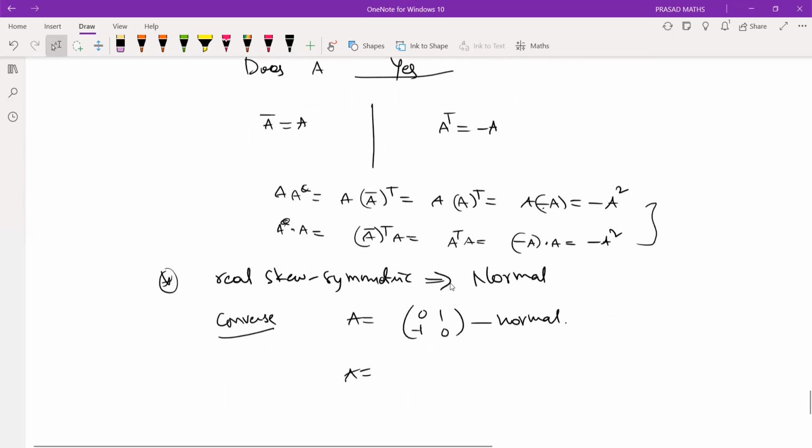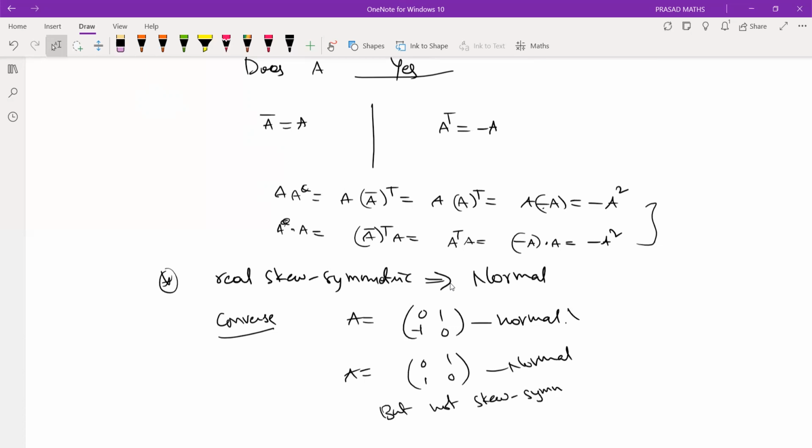Suppose you take 0 1 1 0. It is normal, okay, but not skew symmetric. Why does this example work? Because it is not a skew symmetric matrix. Is A transpose equal to minus A? You can check, it is not skew symmetric.